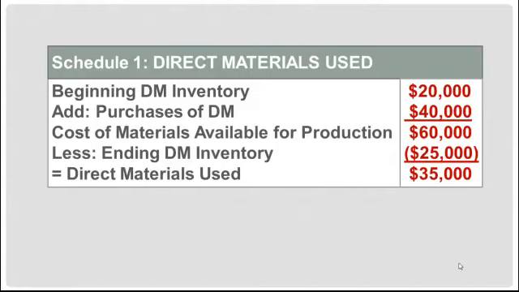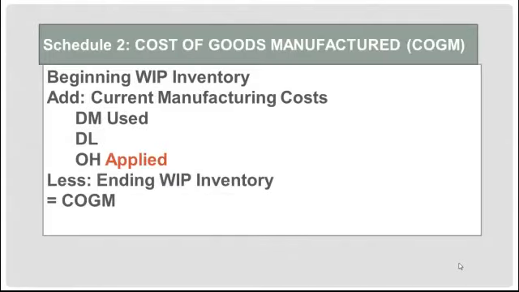Once we've computed that, we can prepare Schedule 2, which is cost of goods manufactured. Now, when you look in your notes at Schedule 2, you'll see that this is really an analysis of the work in process account. Beginning work in process, plus the 3 reasons you debit work in process during the period: direct materials used, direct labor, and overhead applied. We then subtract ending work in process inventory to get cost of goods manufactured.